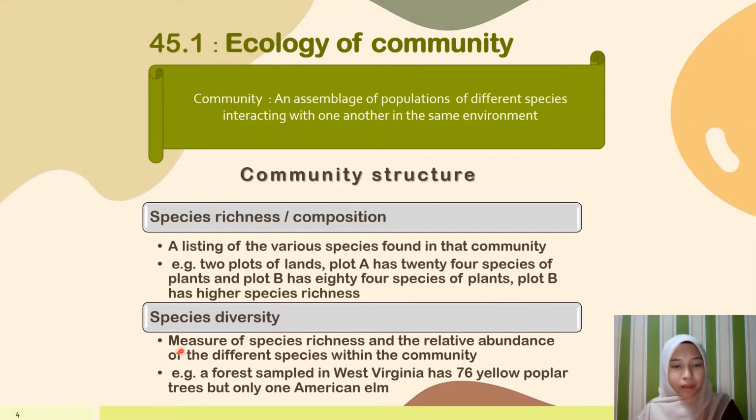Next, species diversity. Species diversity is the measurement of species richness and the relative abundance of the different species within the community. So we can say that species diversity is related to species richness. For example, a forest sample in West Virginia has 76 yellow poplar trees, but only one American elm. So when we walk through there, we will say that the forest consists of only one species and is not diverse. However, if the species are distributed fairly, we will see that the forest is more diverse. For example, a forest sample in West Virginia has 36 yellow poplar trees and 41 American elms. So we can see that the forest is more diverse. To conclude, the greater the species richness and the more even the distribution of the species in a community, the greater the diversity.